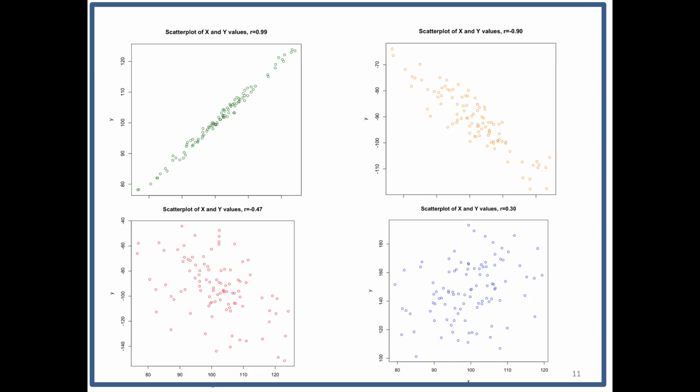-0.9. The bottom 2 scatter plots suggest weaker relationships. The one on the left is negative with the correlation coefficient of 0.47, and the one on the right is a positive relationship with a correlation coefficient of 0.3. And remember, the correlation coefficient ranges from -1 to 1, and it is a measure of strength of linear relationship.